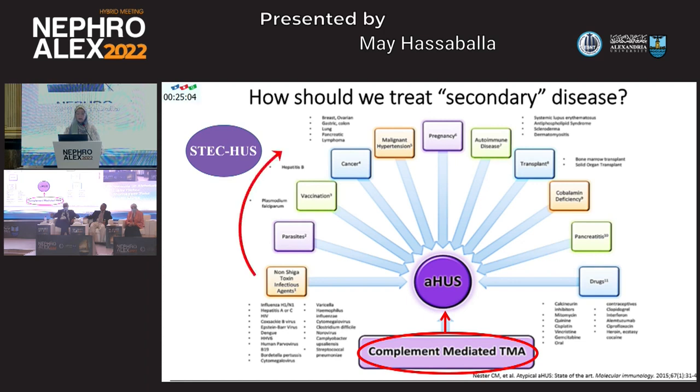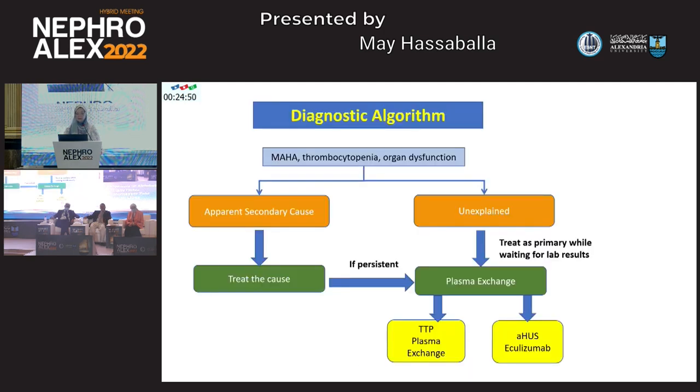It's true that we have many other secondary causes that can result in atypical HUS, including non-Shiga toxin infectious agents, vaccination, cancer, malignant hypertension, pregnancy, autoimmune disease, and transplantation. But what is really of concern to us is the complement-mediated.